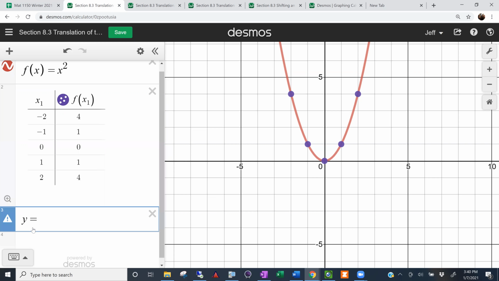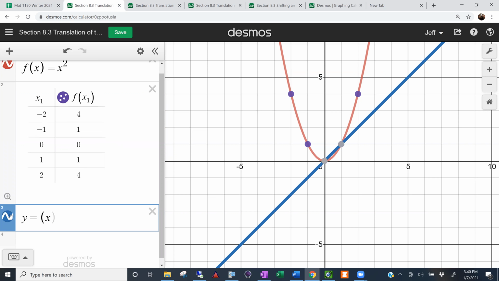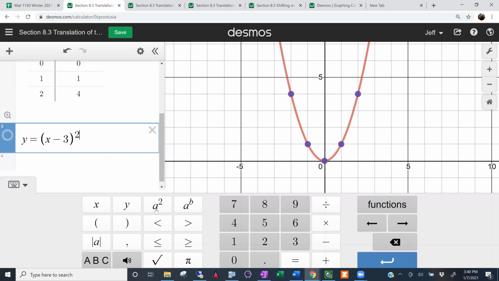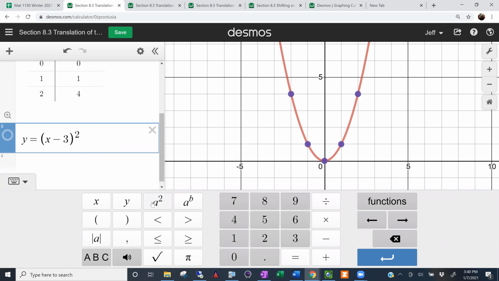y equals (x minus 3) squared. And then if you hit the shift key right above number 6, it allows you to get the up arrow. You can also hit this key down here at the bottom and hit the squared key if you want to plot something with the power of 2. But what do you think that's going to do?